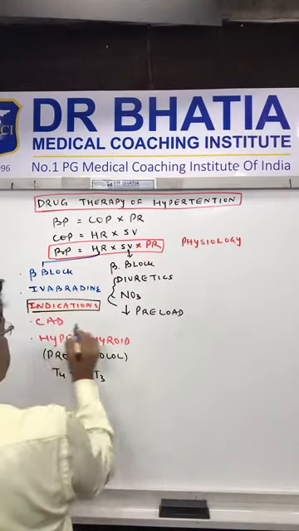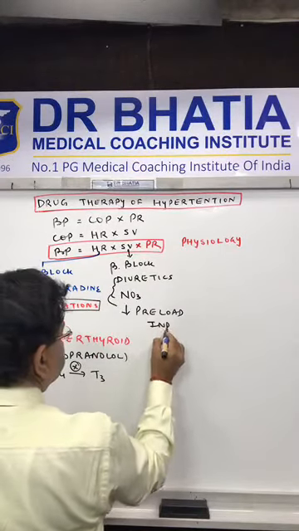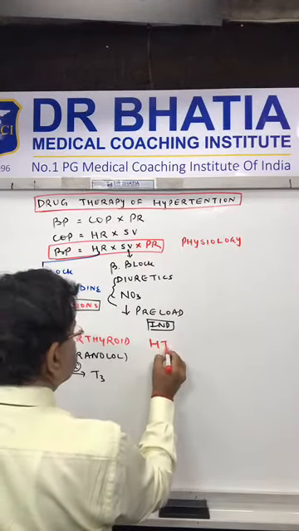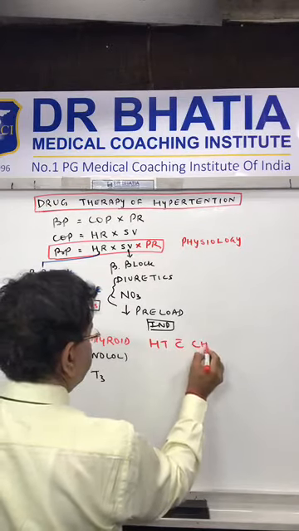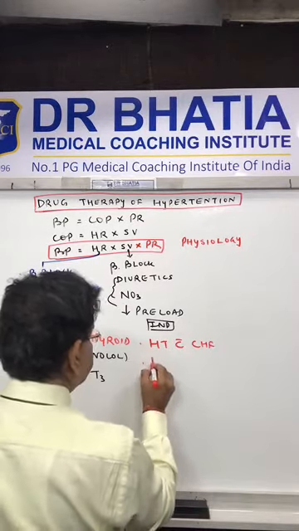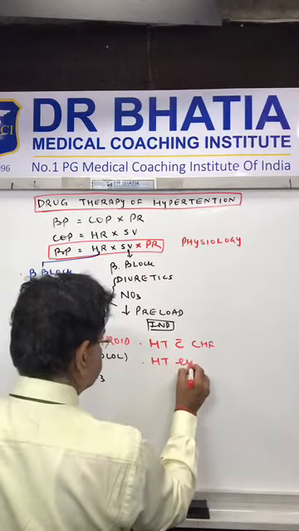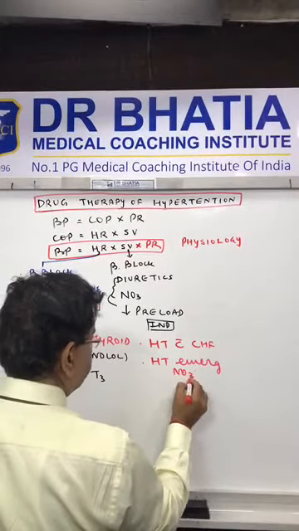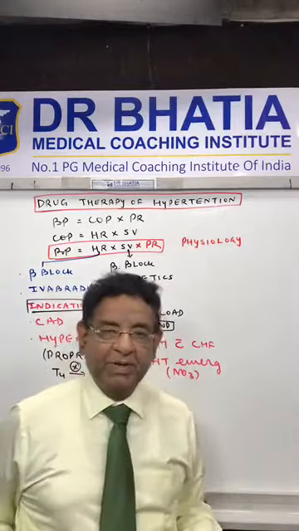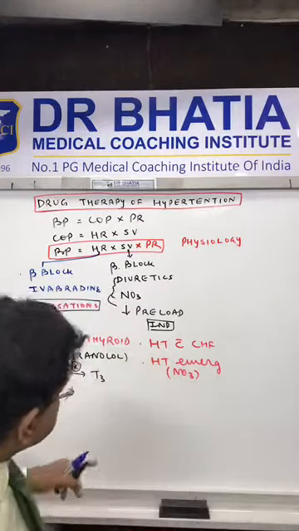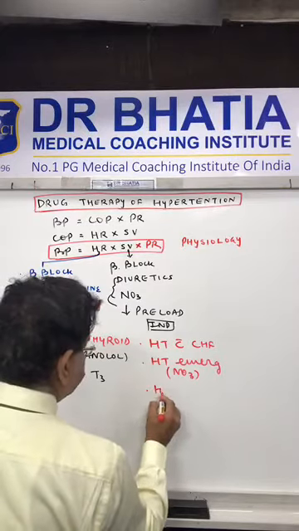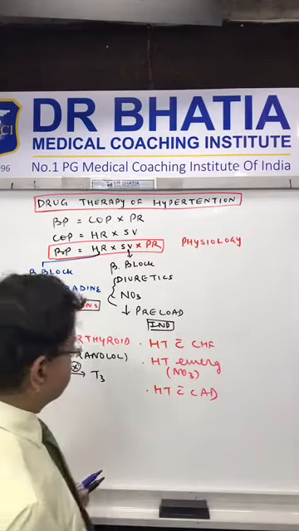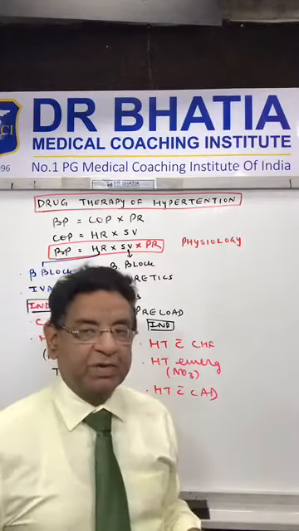So indications are hypertension with CHF, hypertensive emergency. In hypertensive emergency, we use nitrate. Okay, nitrate as an infusion we use. And of course, hypertension with CAD, we also use nitrate. Right? So this was regarding drugs which control the stroke volume.